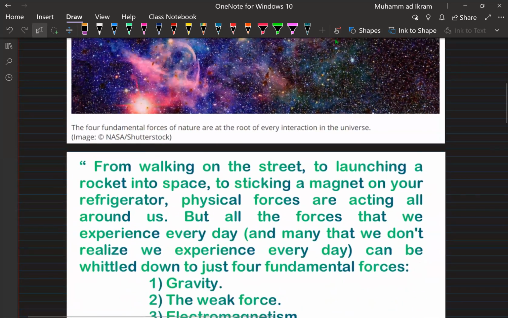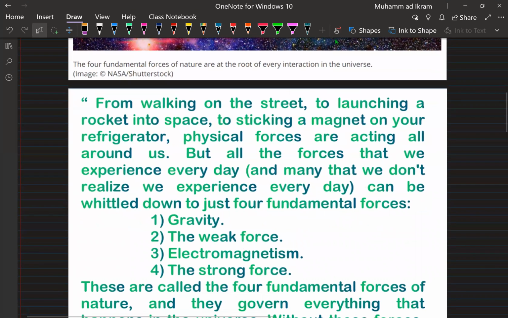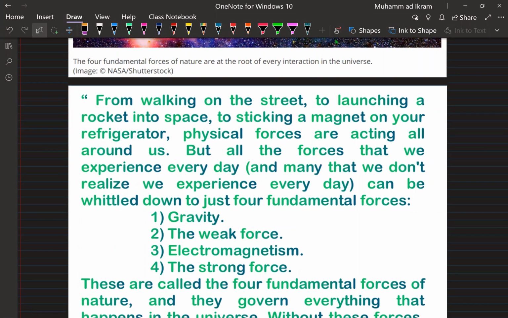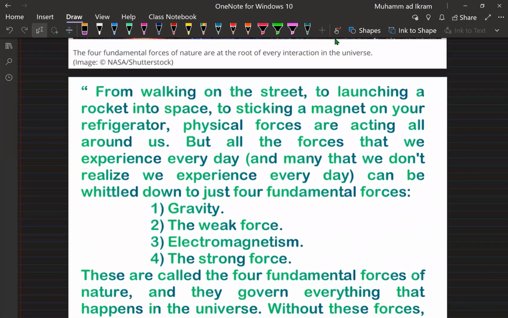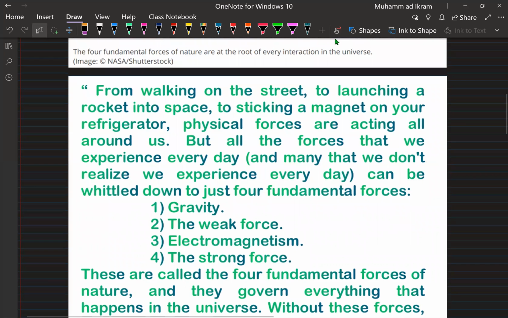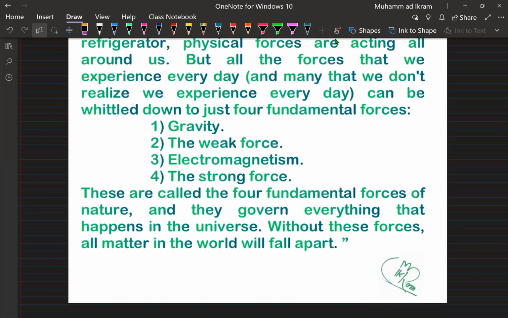Here I quoted some from that NASA website: from walking on the street to launching a rocket into space to sticking a magnet on your refrigerator, physical forces are acting all around us. But all the forces that we experience every day, and many that we don't realize we experience every day, can whittle down to just four fundamental forces: gravity, the weak force, electromagnetism, and the strong force.